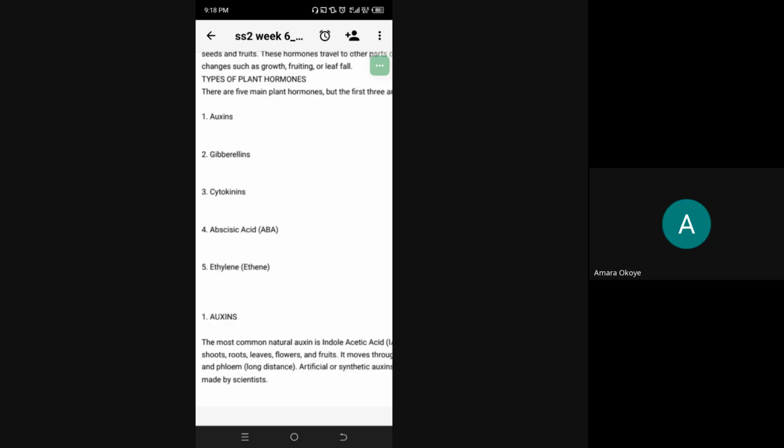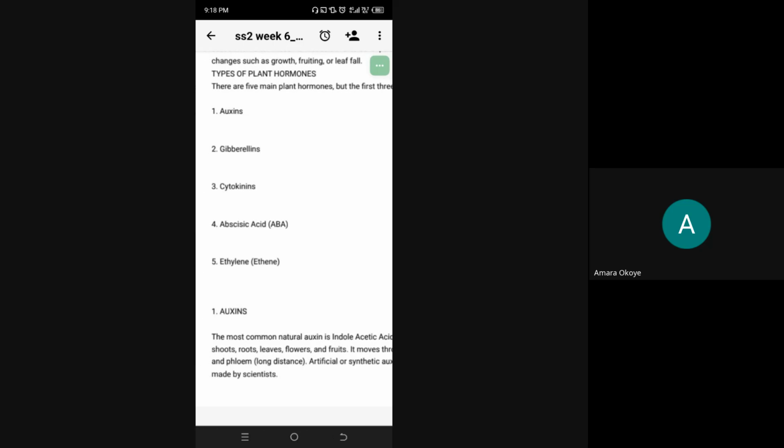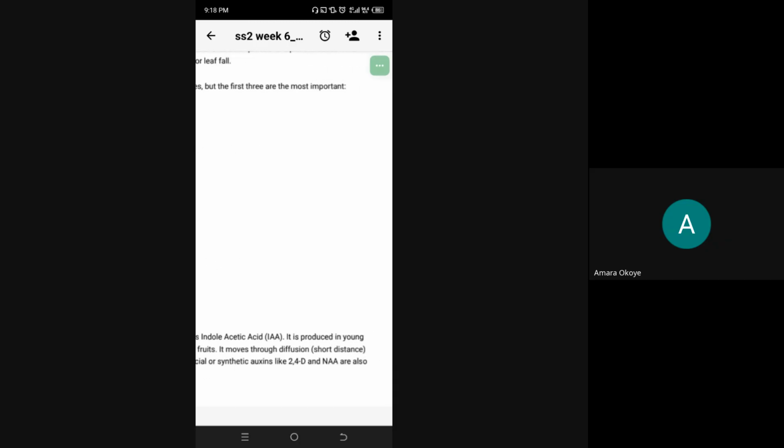Then we have artificial or synthetic auxins like 2,4-D and NAA. They are also made by scientists. What's the meaning of 2,4-D? 2,4-D means 2,4-dichlorophenoxyacetic acid. I said artificial or synthetic auxins like 2,4-D.